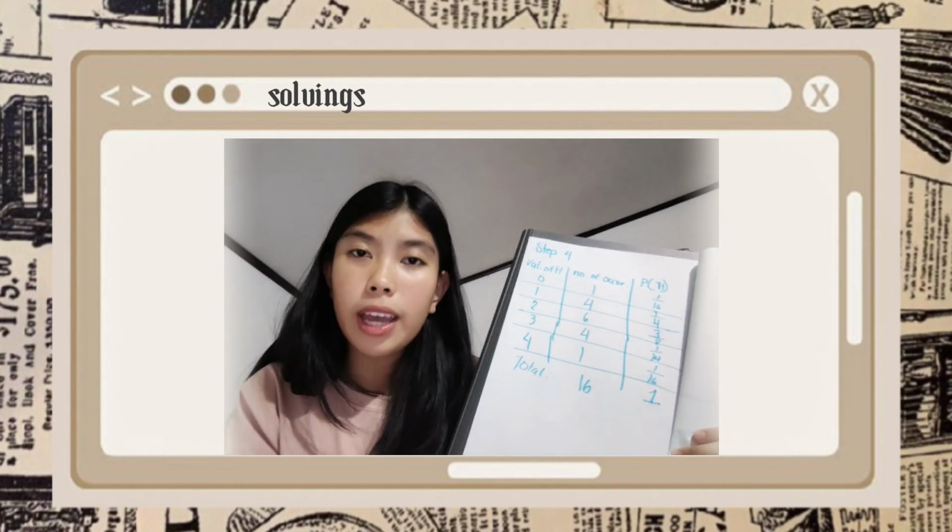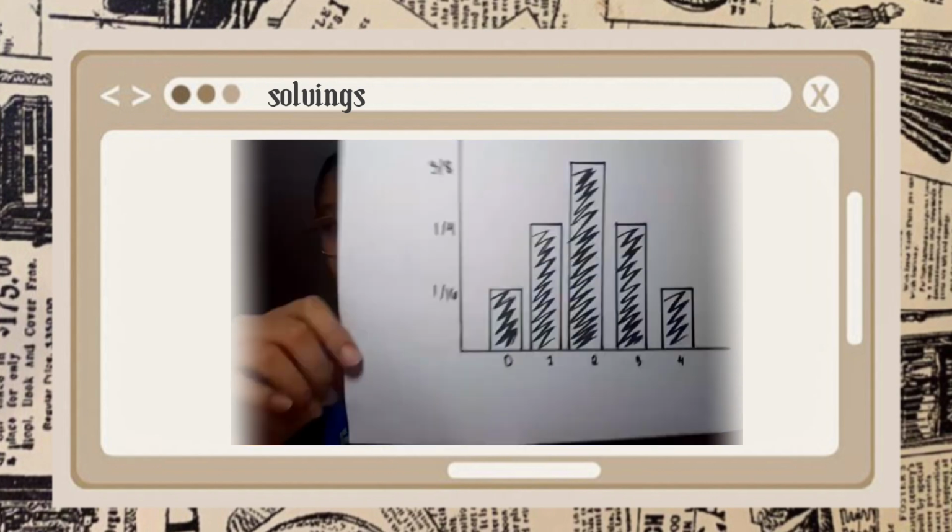Now let's proceed to our step 5. I'm going to show you step 5, which is the histogram. This is the histogram that I've already made. Take a closer look. If you're done looking, here are my 3 questions. The first one is, what is the probability of getting exactly 2 heads? The second one is, does the probability of getting 0 heads have the same probability as getting 4 heads? The third question is, is the probability of getting 1 head exactly the same as the probability of getting 3 heads? Now think. Okay, now let's check.